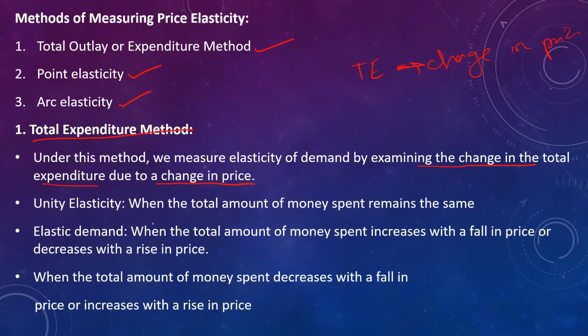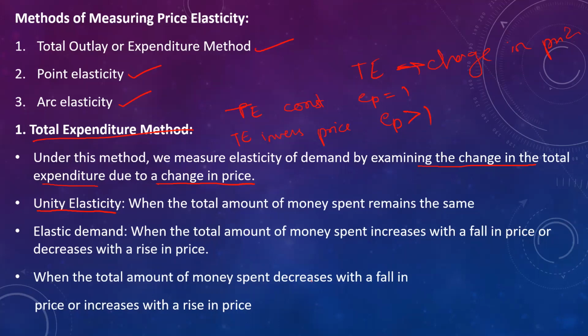We say unitary elastic, or unity elastic, when the total amount of money spent remains the same. Even if price has changed, total expenditure has remained constant, then here EP will be equal to 1. Elastic demand: when total amount of money spent increases with the fall in price or decreases with the rise in price, that is, total expenditure is inversely related with the price. That time elasticity will be greater than 1, that is elastic demand.